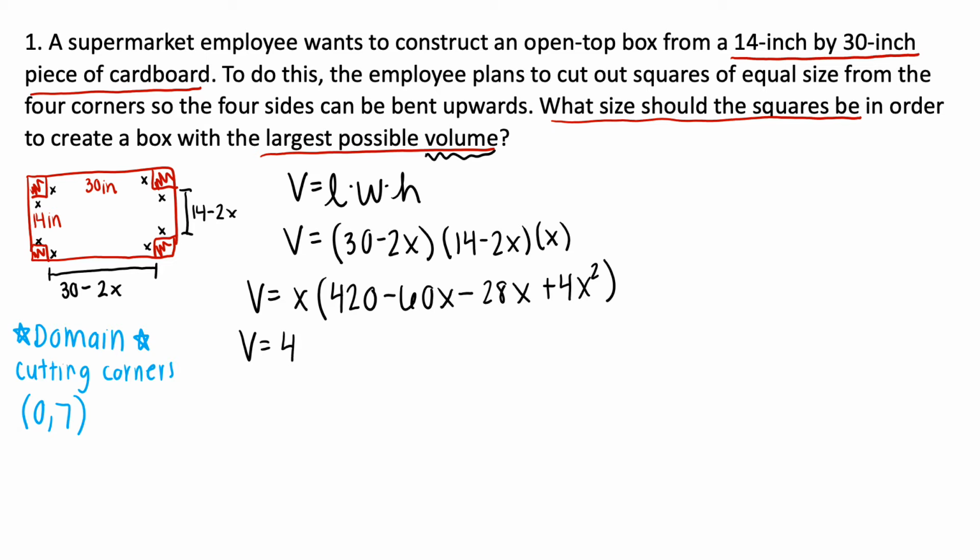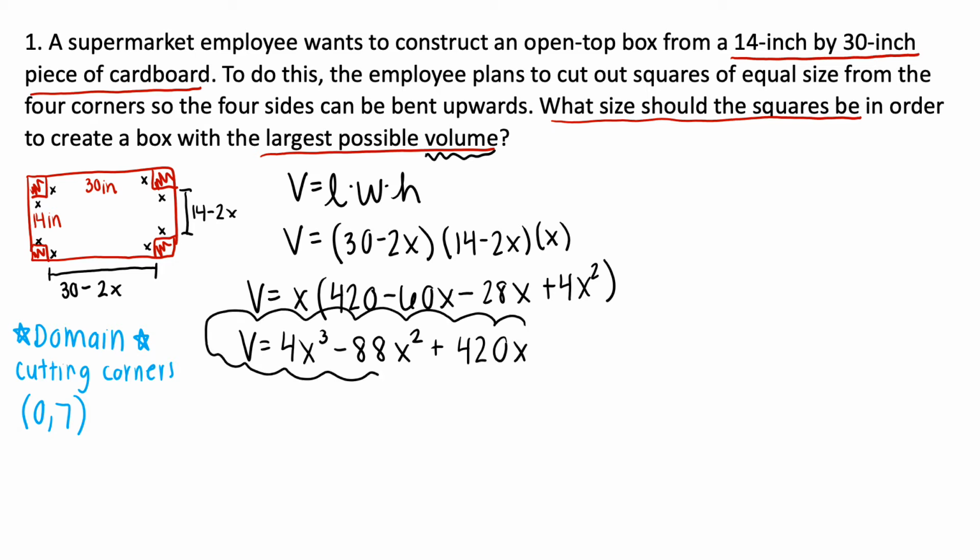So I have volume equals 4x cubed minus 60x minus 28x gives me a minus 88x, and I'm going to distribute this x to get x squared plus 420x. So this is my volume equation that I want to maximize.